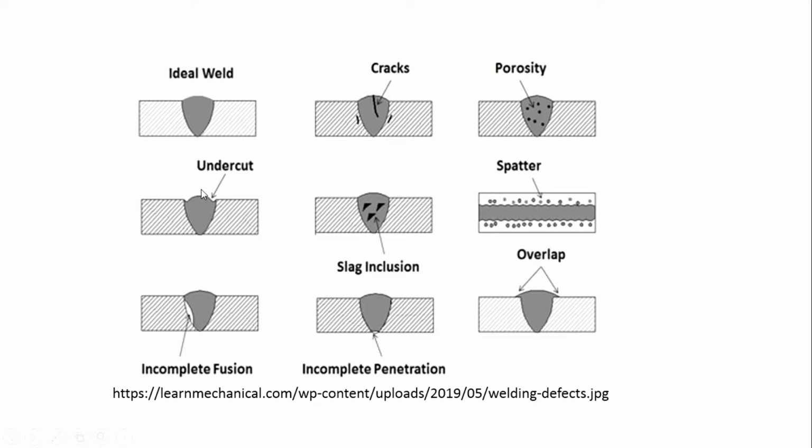And undercut: if you are using a sharp electrode with a high ampere range, it will most probably happen. You can see some extra projections are available here. There is some gap, a concave surface is available.